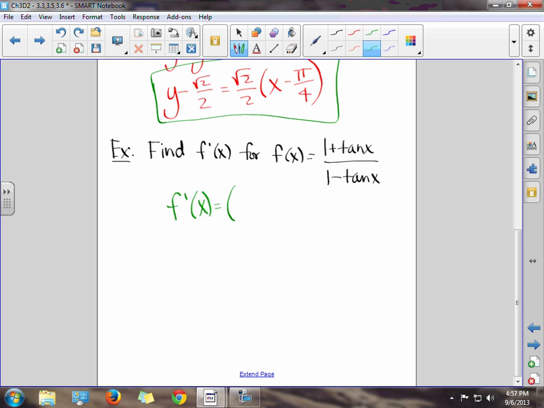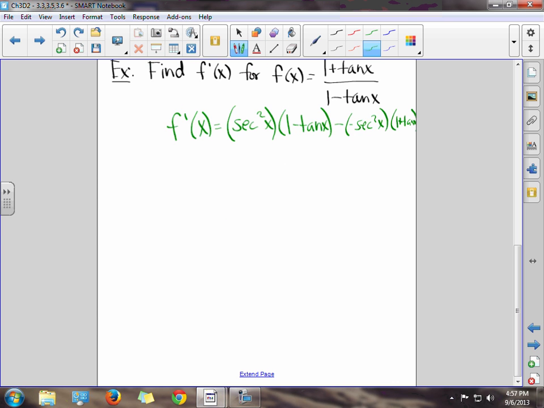So if I take the derivative of the first piece, that's going to be 0 plus secant squared, so that's secant squared x, times the bottom, minus the derivative of the bottom. My tangent is negative, so this is going to be negative secant squared x, times the top. I ran out of room, but I think you can get the idea. Now we want to divide by the bottom squared.